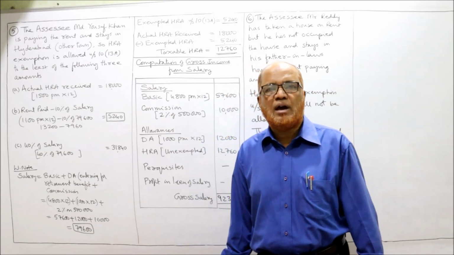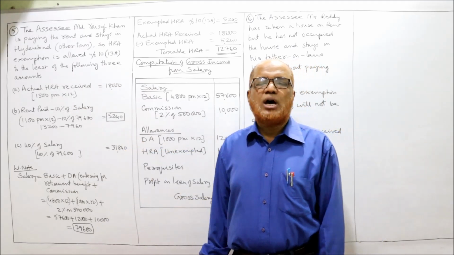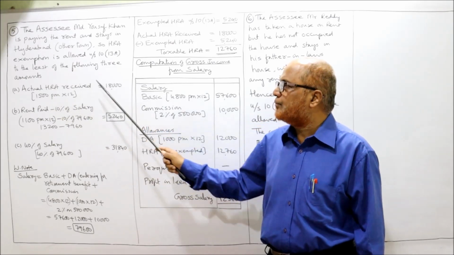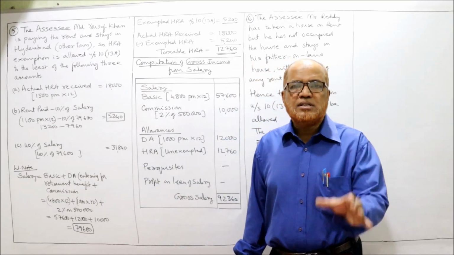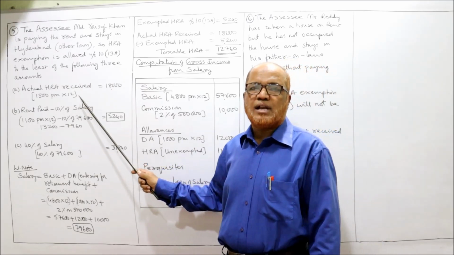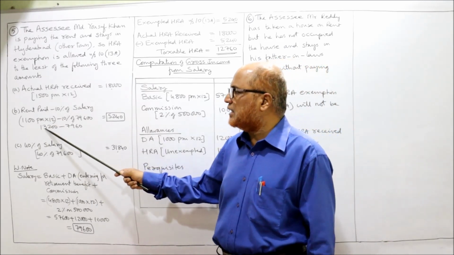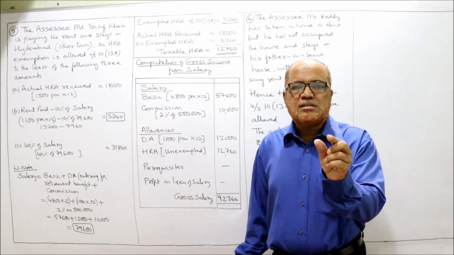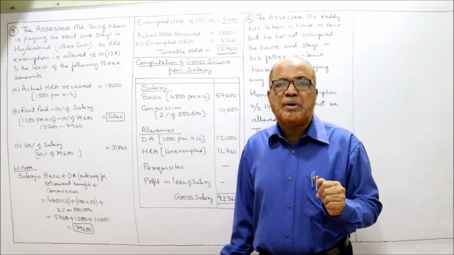Already in the previous problem also we have seen this. The 3 provisions are the least of the 3. First one, actual HRA received. In our problem, actual HRA received is 1,500 per month into 12, that is 18,000. Second, rent paid minus 10% of salary. These are the provisions given by the Income Tax Act. You have to remember the provisions. Rent paid is given in the problem as 1,100 per month. So 1,100 into 12, you will get 13,200, minus 10% of salary. Now remember, salary means basic pay only. DA will be included if it enters for retirement benefit.